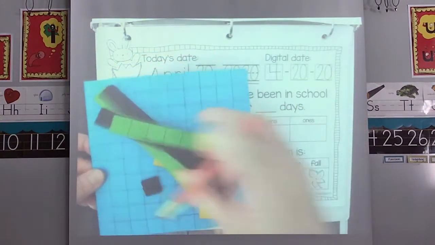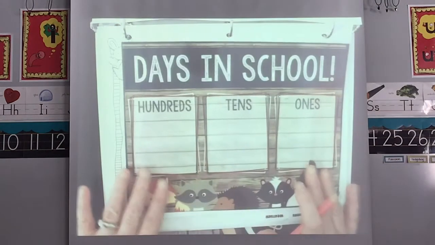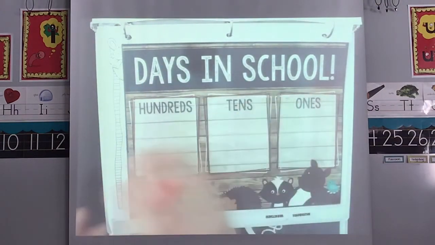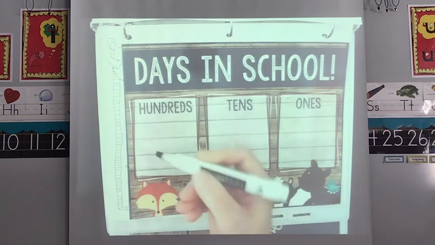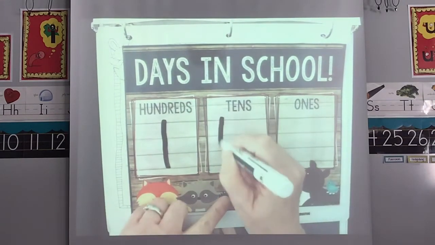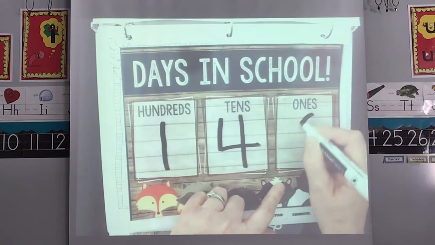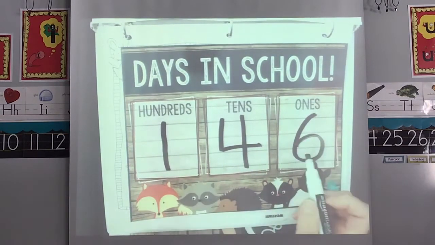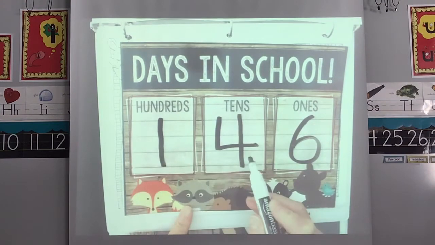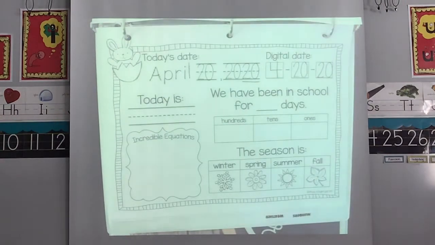It's nice because, if you notice, the trees are starting to get their leaves. So it definitely feels like spring. So days in school, I'm going to write our number. We had 1 in the hundreds place. We had 4 tens, so 4 in the tens place. And we had 6 ones, or 6 in the ones place. 146 days. Good job. Now we're going to write that on our calendar.